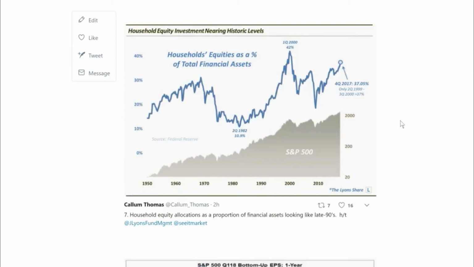This shows you the household's equities as a proportion of total financial assets. And you can see there that it's approaching the dot-com peak levels. There's a couple of things to note about this. First of all, it doesn't necessarily mean that households are actively allocating.